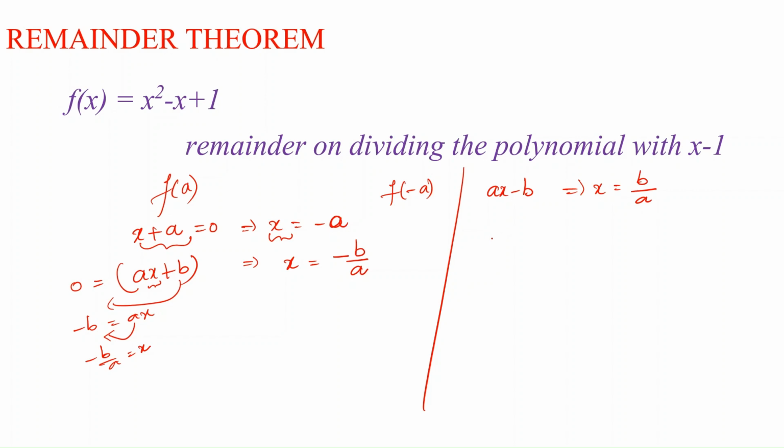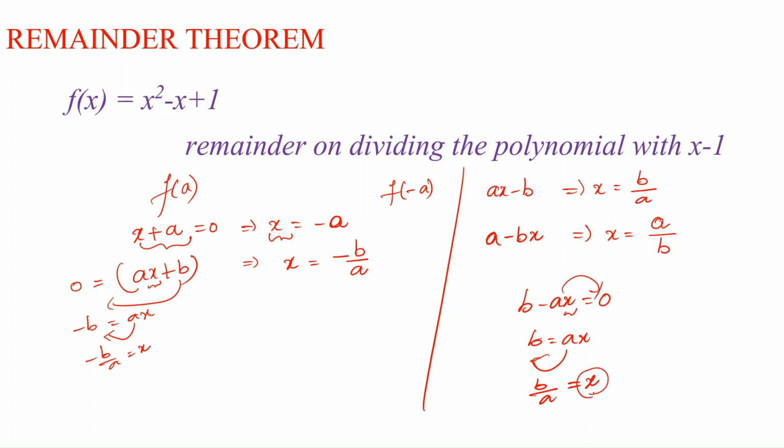Or say we have a minus bx as the divisor. In that case, x should be substituted by a by b. Like this, whatever is the divisor, first try to equate that to 0. Say b minus ax is the next divisor. Equate it to 0 and try to solve for the x value. Here b is equal to ax, taking this to the other side, now divide by a, that makes b by a equal to x. So in f of x, in place of x, we have to use this value and calculate the remainder.